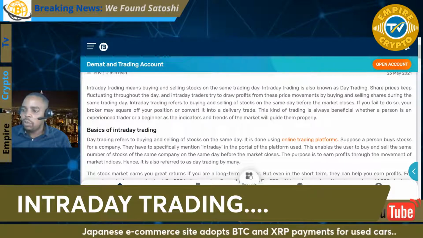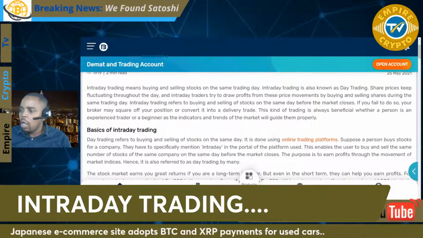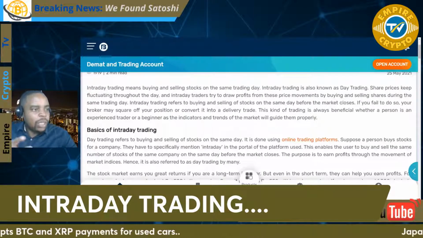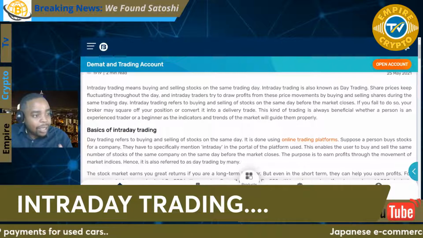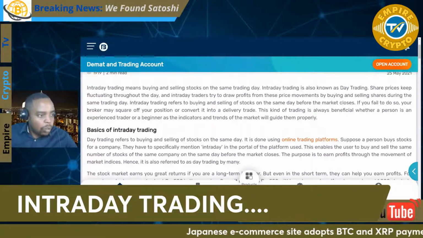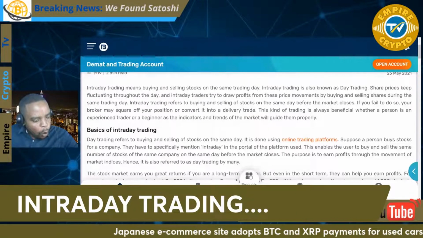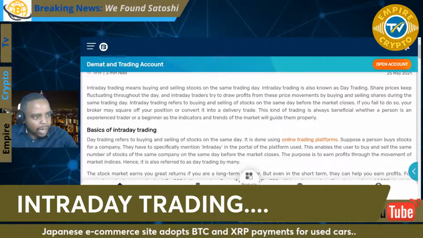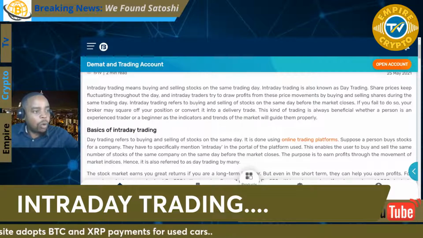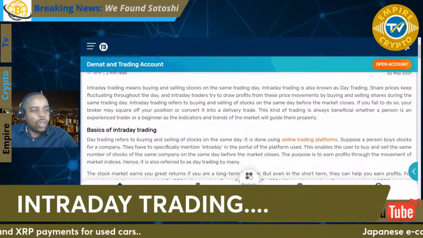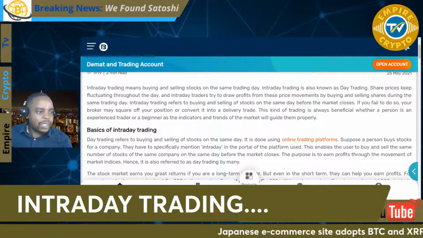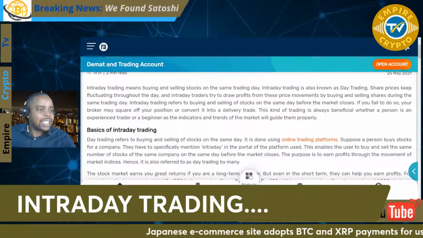Intraday trading refers to buying and selling of stocks on the same day before the market closes. Now that's the thing with stocks. The market closes, whereas in cryptocurrencies the market doesn't close. And for fiat currencies, your rand, your dollar, your pounds, the market closes on Friday and reopens on Monday. But throughout the week, it only closes, I think, at midnight and then reopens just after a few minutes. But the trading just keeps on going.